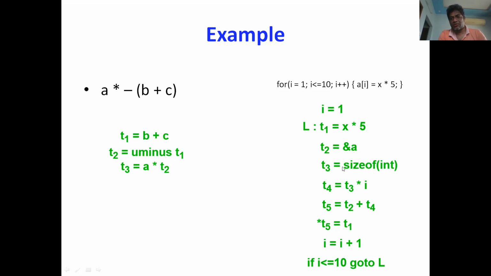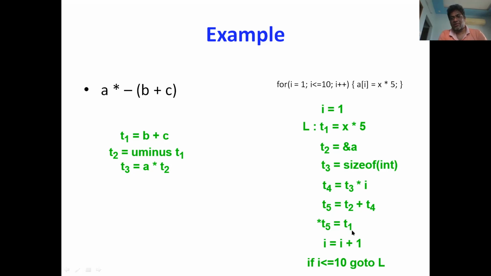So initially I is equal to 1, so it takes only one location move forward. T4 is equal to T3 into I, and T5 is equal to T2 plus T4, where T2 is the base address of the array and T4 is the amount of memory that you are going to consider for taking the value. That means if I is equal to 1, this takes a of 1. If I is equal to 2, this takes a of 2. If I is equal to 3, this takes a of 3, and so on. So T5 represents the corresponding address of the value which you are considering, and take out that value.